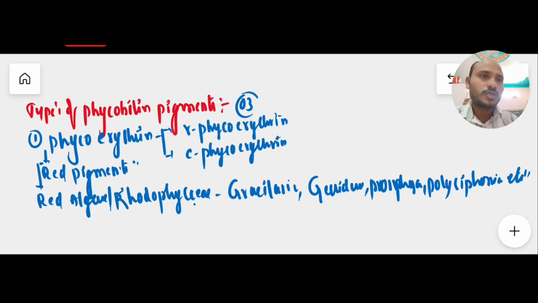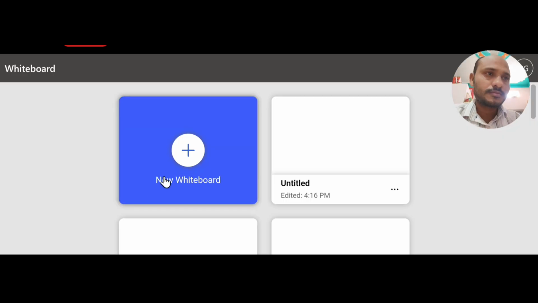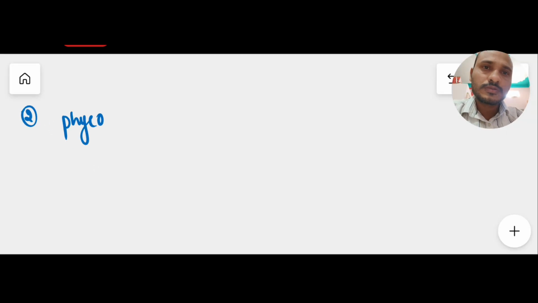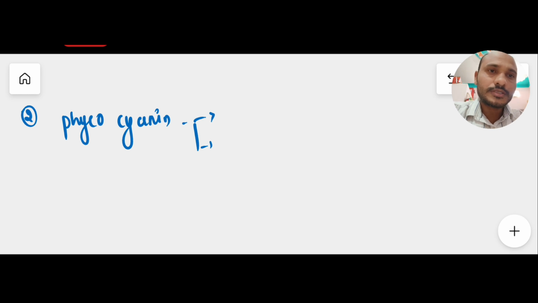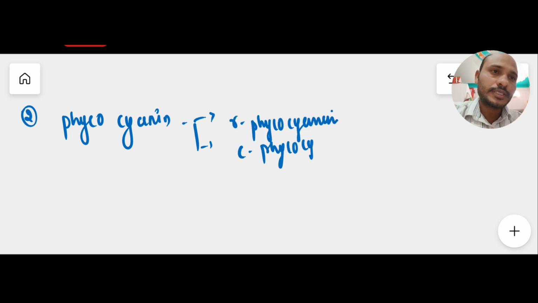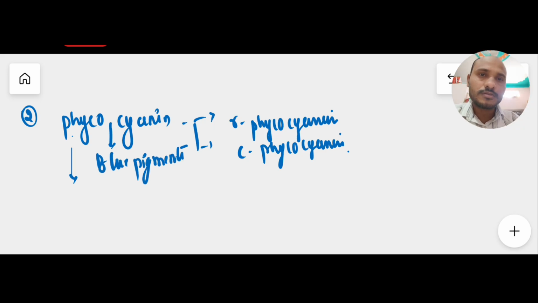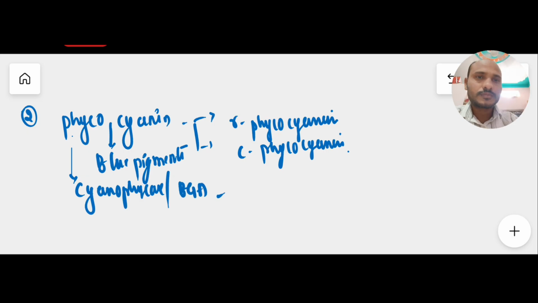Now we move on to another important pigment, that is phycocyanin, the second one. In phycocyanin pigment also we have seen two variants, R-phycocyanin and C-phycocyanin. Here phycocyanin means cyan, a blue pigment. Phycocyanin is a blue pigment. Hence it is present in Cyanophyceae, also called blue green algae. Only there we have seen this phycocyanin photosynthetic pigment.